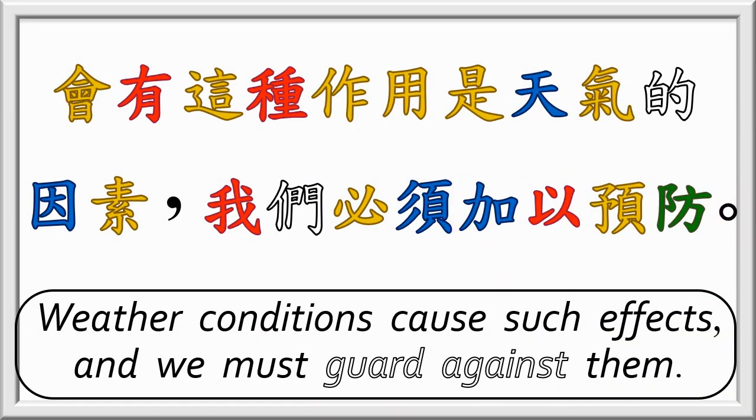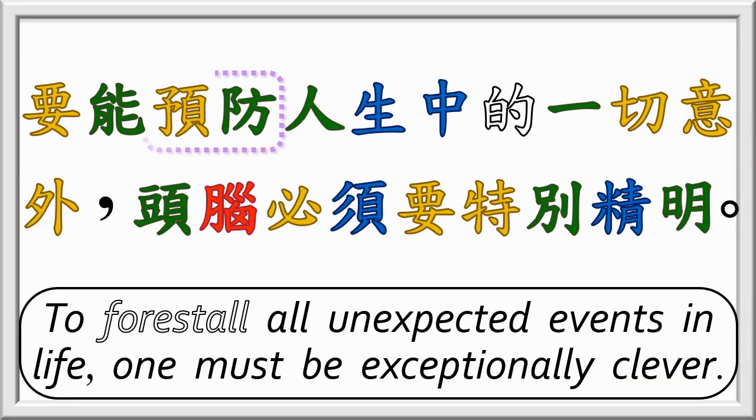会有这种作用是天气的因素，我们必须加以预防。Weather conditions cause such effects, and we must guard against them. 要能预防人生中的一切意外，头脑必须要特别精明。To forestall all unexpected events in life, one must be exceptionally clever.